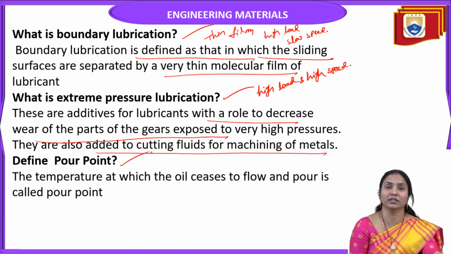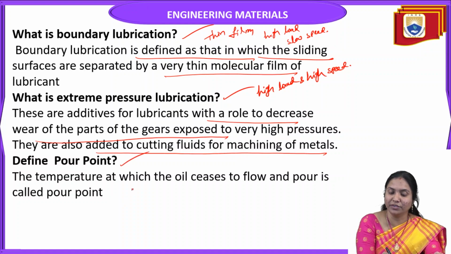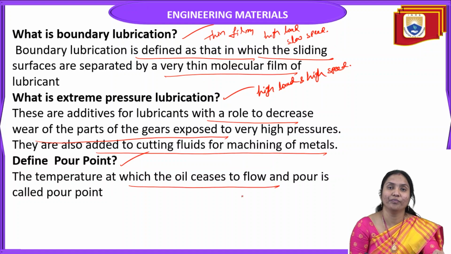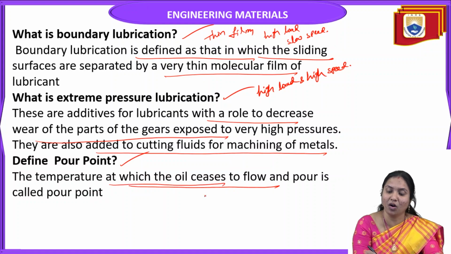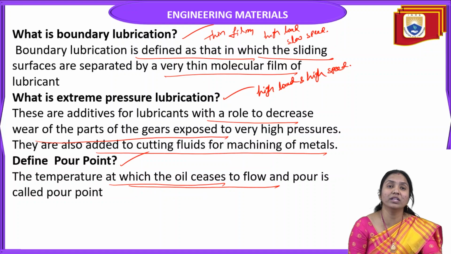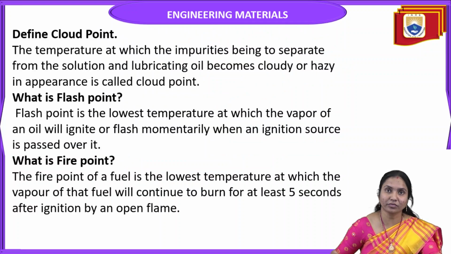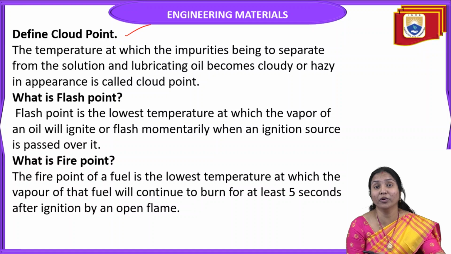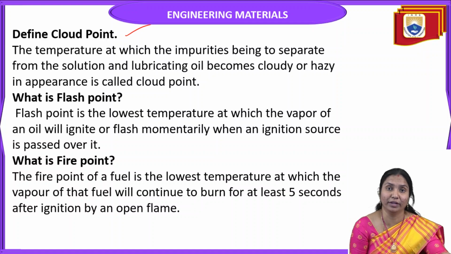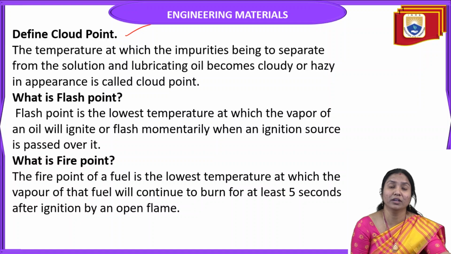Define pour point. The pour point is the temperature at which the oil ceases to flow, and it is also a most important property of a lubricant. The term pour point means the temperature at which the oil completely ceases to flow. And the next one is cloud point. Cloud point and pour point determination are most important properties of a lubricant.